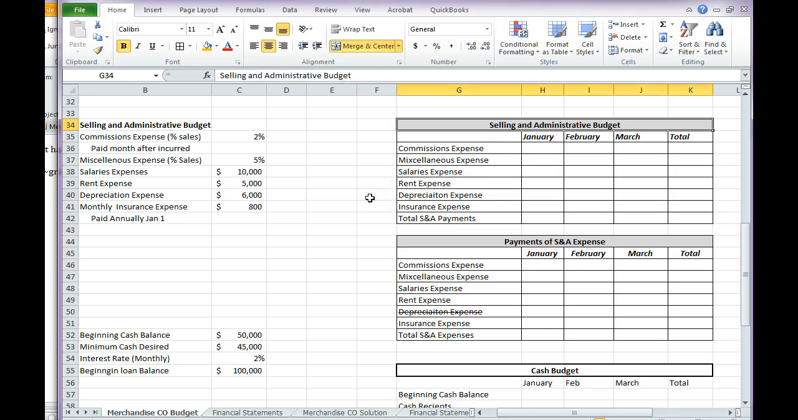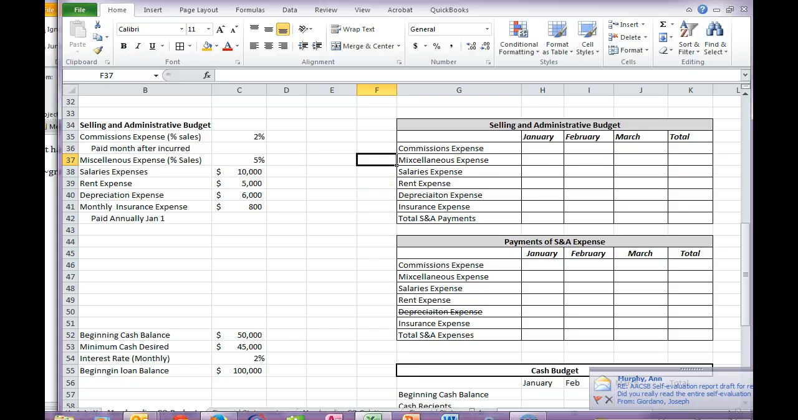All right, so we got our selling and administrative budget. You got January, February, March, and we have all these expenses. Now if you look over here, hold on one second.